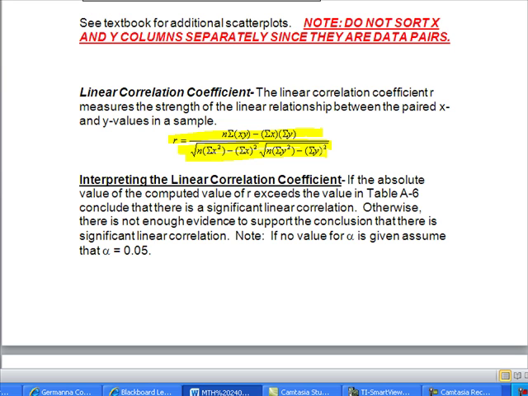If the absolute value of the computed value of R exceeds the value in Table A6, conclude that there is a significant linear correlation. Otherwise, there is not enough evidence to support the conclusion that there is significant linear correlation. If no value is given for alpha, assume that alpha equals 0.05. That will be our very first column. I'll try to show you that table.